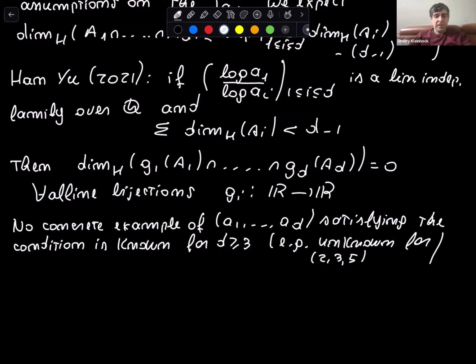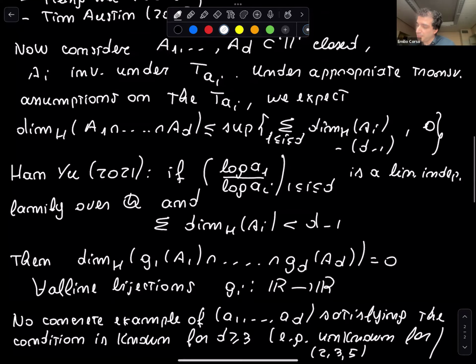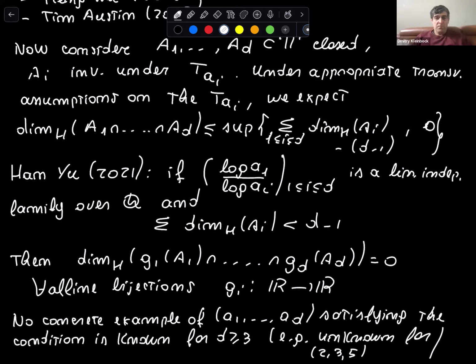Can you explain what exactly is not known? Sure. The fact that the family of ratios log A1 divided by log AI is linearly independent over Q. That's something that is not known, which is surprising at first, but notice that if you were to take the opposite ratio, the inverse of that, log AI divided by log A1, then this is a rather trivial matter. Then, of course, we know this.